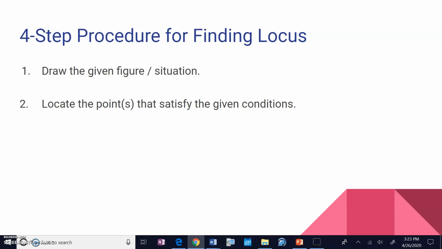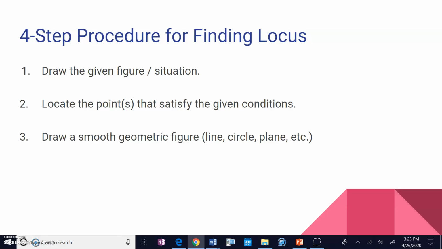So find multiple points and draw them, graph them. Then draw a smooth geometric figure. Smooth geometric figure means draw a line, draw a segment, draw a circle, draw a plane, draw a cylinder, draw a cone, whatever that may be that you have represented by all of the multiple examples that you drew and you came up with. That's the figure we want you to draw.